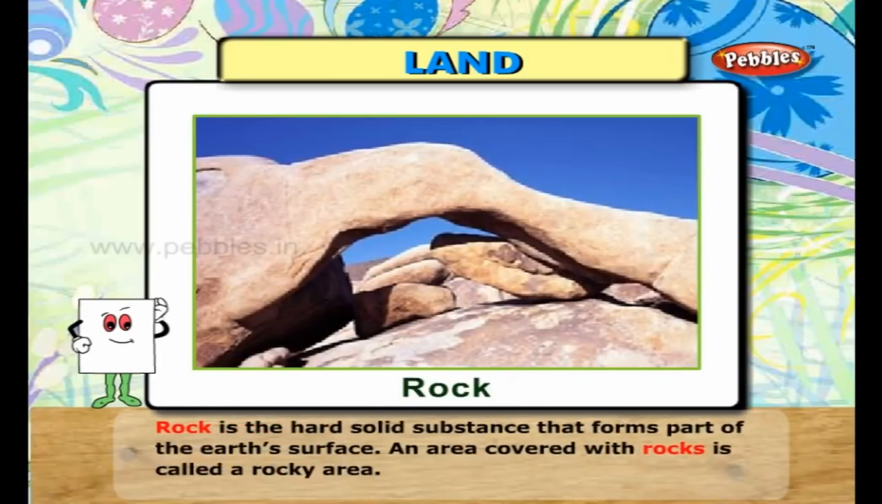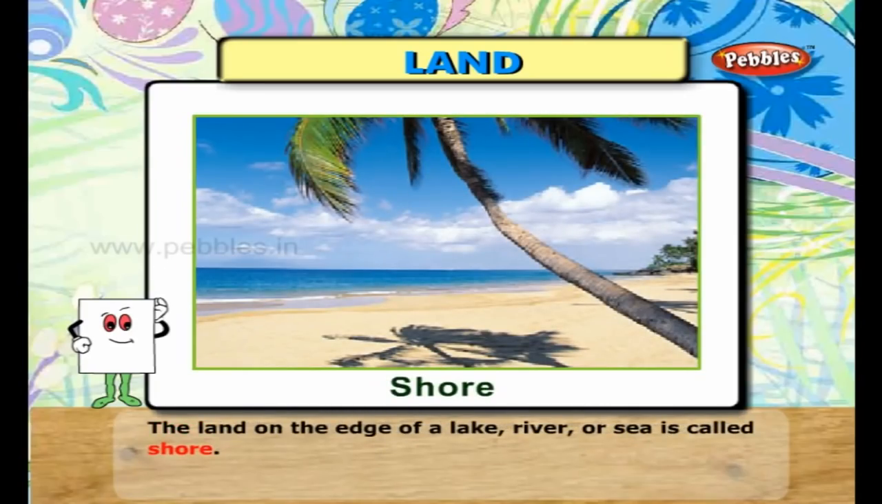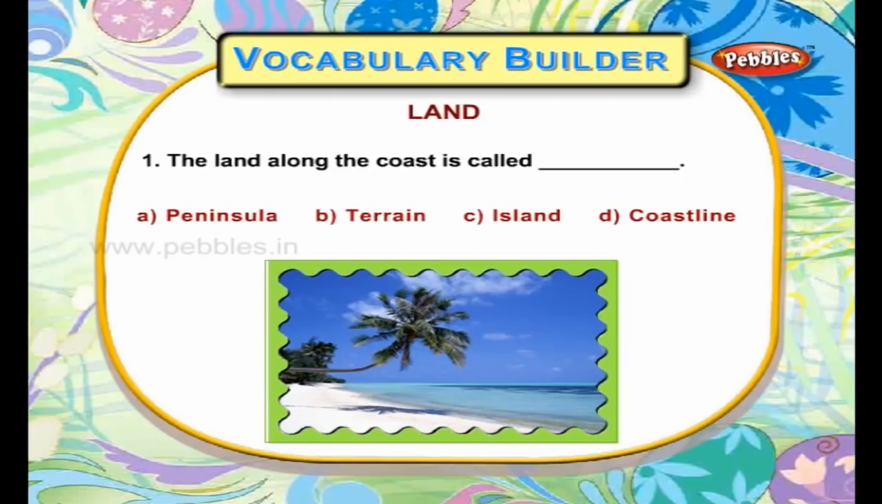Rock is the hard solid substance that forms part of the earth's surface. An area covered with rocks is called a rocky area. The land on the edge of a lake, river, or sea is called shore. The land along the coast is called coastline.